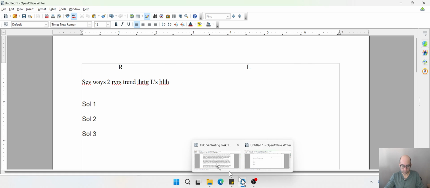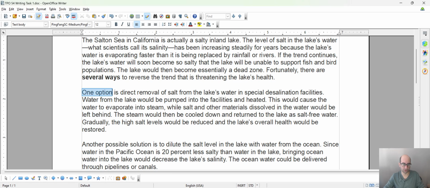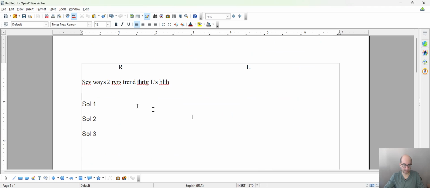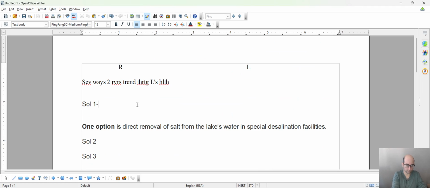All right. So let's see what the first solution is about. One option, well, there you go. This is an easier one. One option is direct removal of salt from lake's water in special desalination facilities. Okay, so this bit right here, I'm going to be writing down. So direct removal, and you could be sometimes creative, but sometimes it might be confusing. So in those situations, I prefer to write out the words. Salt from lake's water in special desalination. That's pretty long. I'm just going to abbreviate it.